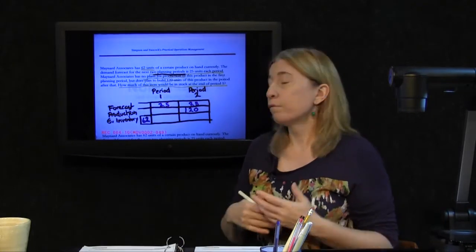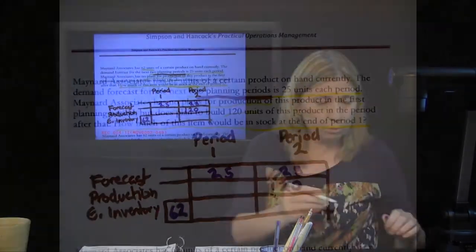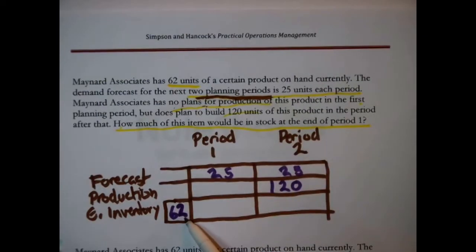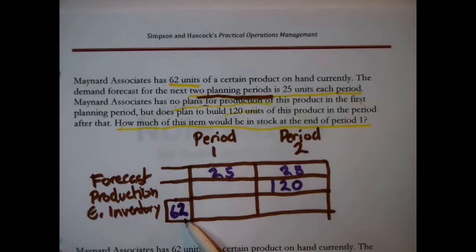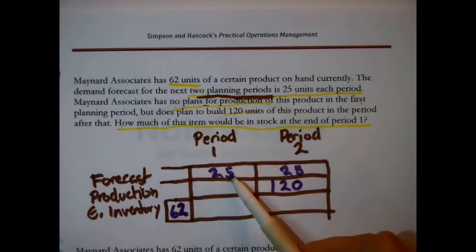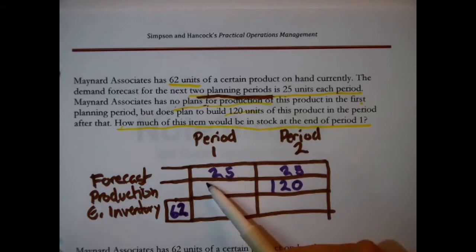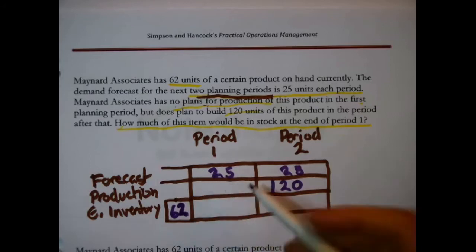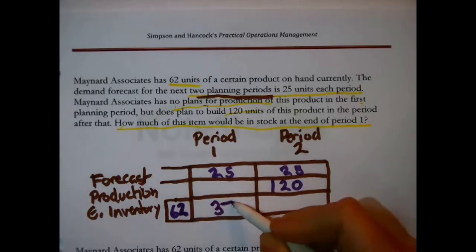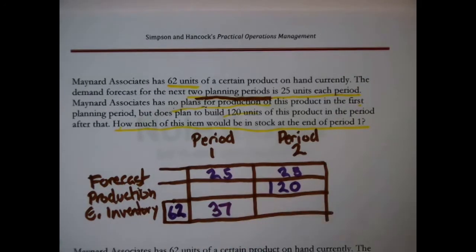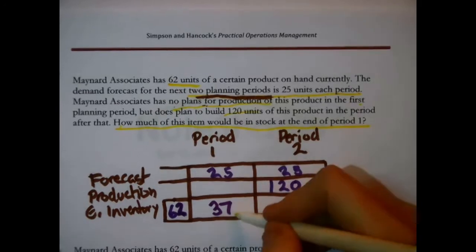So for the first period, what did you start with? That's that 62. We're starting the plan with 62. What did you add? Nothing, deliberately. That was their choice. What did you use up or ship out? 25. So 62 plus 0 minus 25, or 62 minus 25. The ending inventory for period 1 is logically 37. Now, that's the answer to the problem.